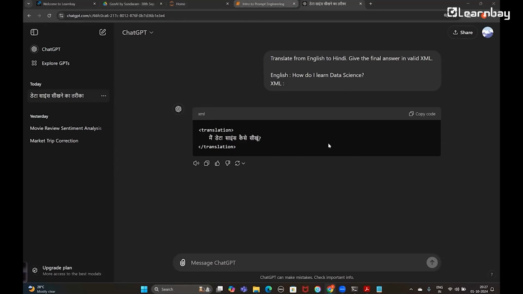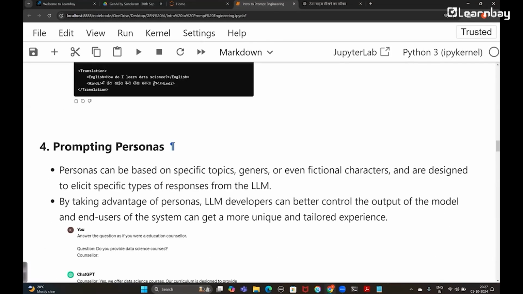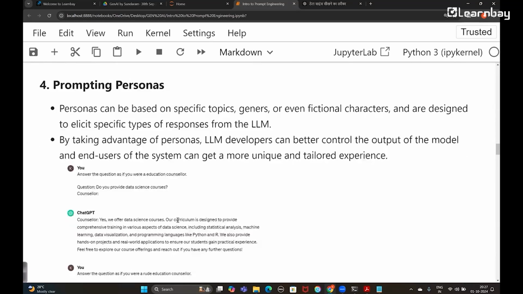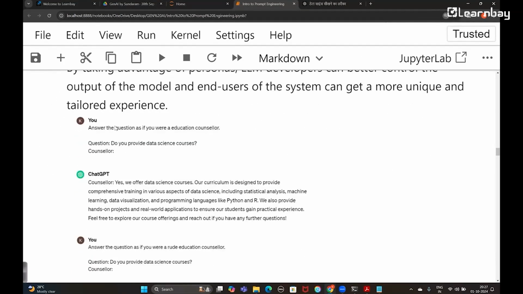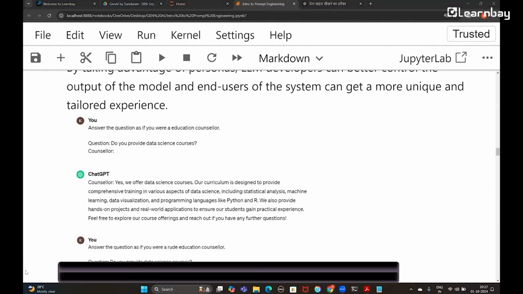Okay, the next part is prompt personas. What is the meaning of persona? Persona means personalities. So how do the personalities work? You can see here I have given some prompt. Here I have written some prompt. You can see what prompt I have written here, my friend.